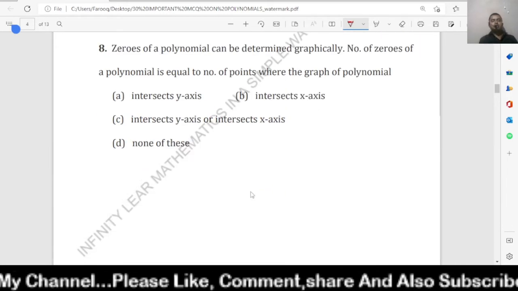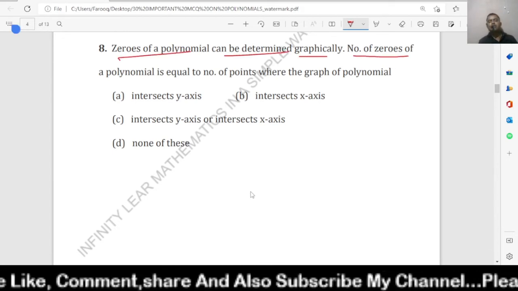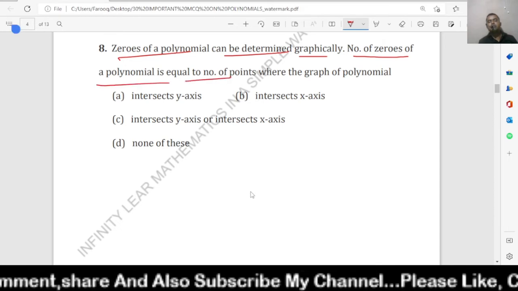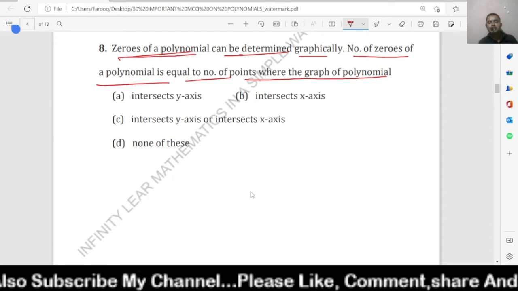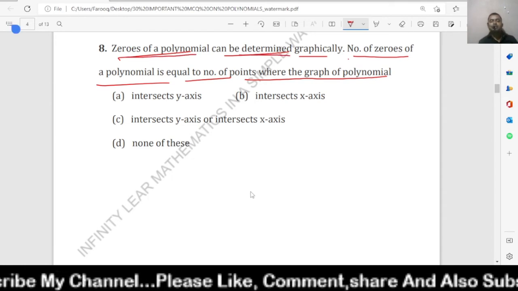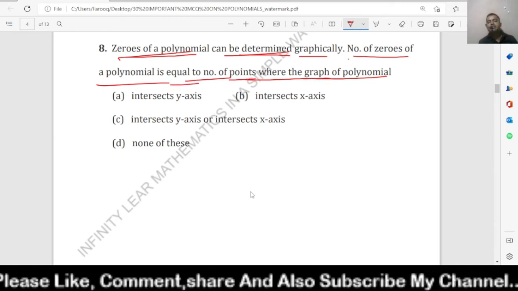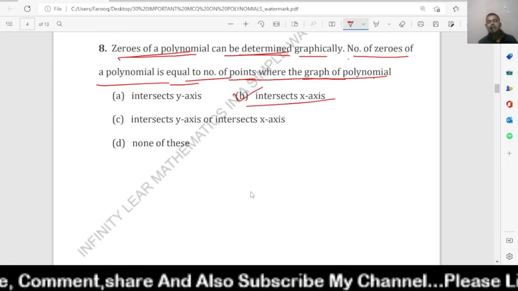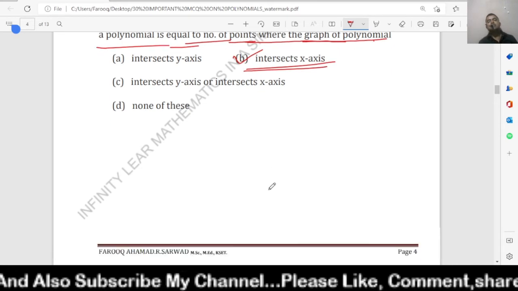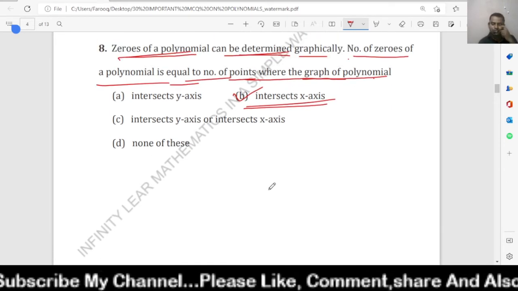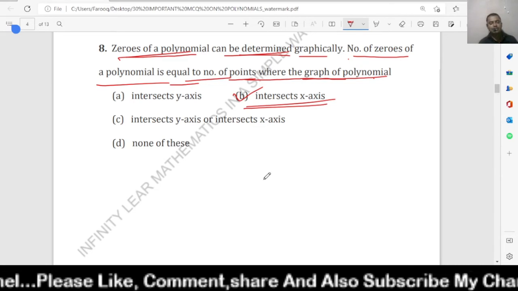Zeros of a polynomial can be determined graphically. The number of zeros of the polynomial is equal to the number of points where the graph of the polynomial intersects the x-axis. Option B is correct. If the graph intersects the x-axis, then the point of intersection is called the zero of the polynomial, as we have already learned in the theoretical concept in the last video.